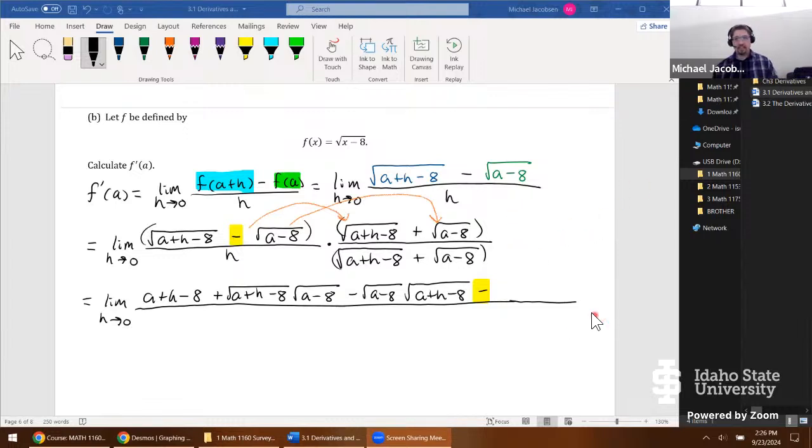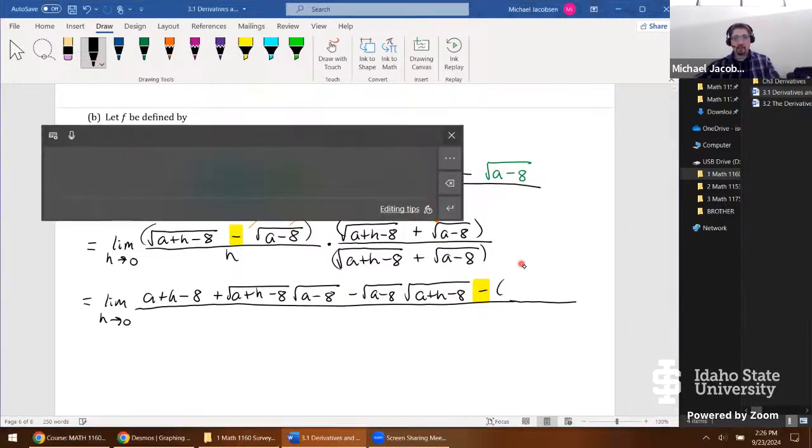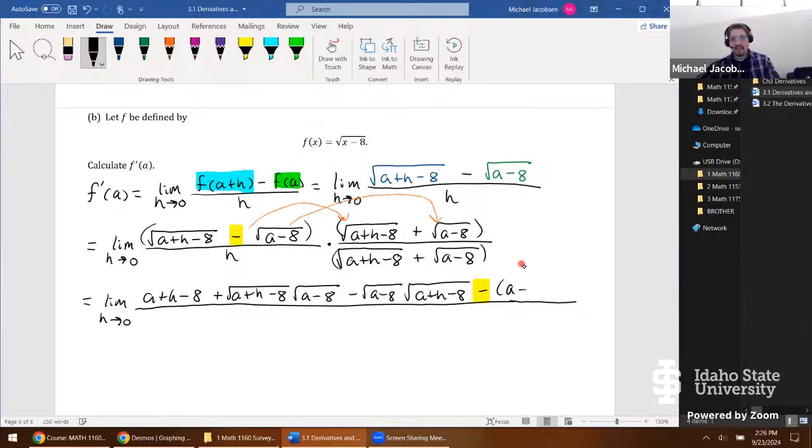So last multiplication, we have to take that root with a negative sign out front, multiply by that root. And the reason this is a dangerous multiplication is we have to put in an extra parenthesis, a minus 8 in this way. So that negative sign actually has to distribute through those two terms there. Then the denominator, we just write out in a factored form, h times root a plus h minus 8 plus root a minus 8.